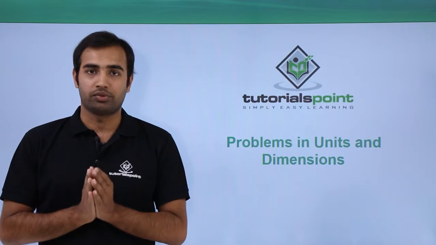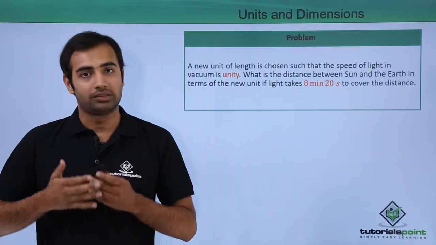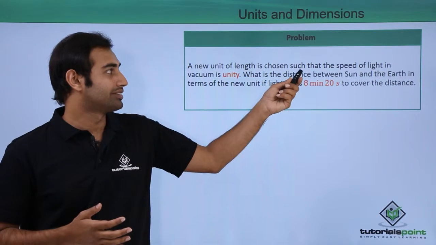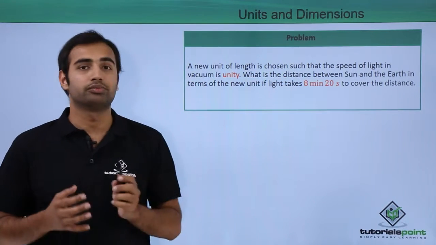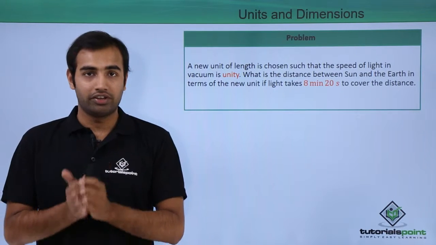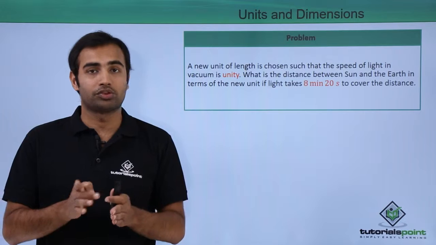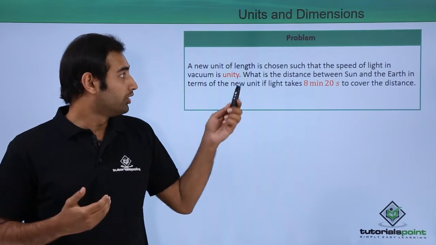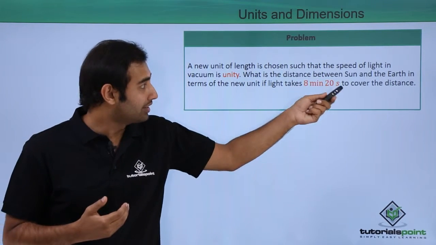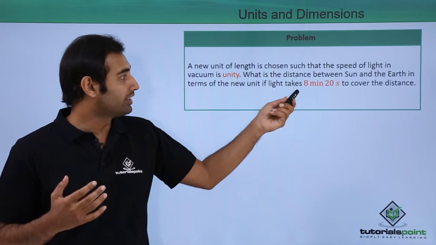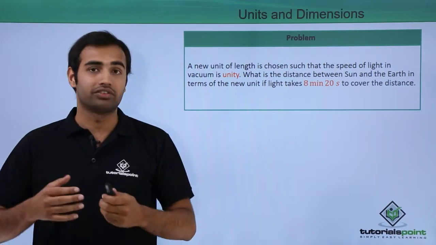Let's talk about a new problem in units and dimensions, and the problem goes like this. A new unit of length is chosen such that the speed of light in vacuum is unity. So we have defined a new unit of length such that the speed of light in vacuum comes out to be 1. So what is the distance between sun and the earth in terms of this new unit of length, essentially if light takes 8 minutes 20 seconds to cover the distance?